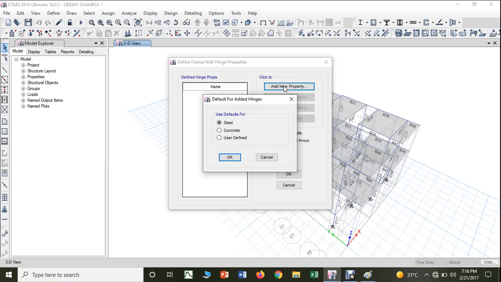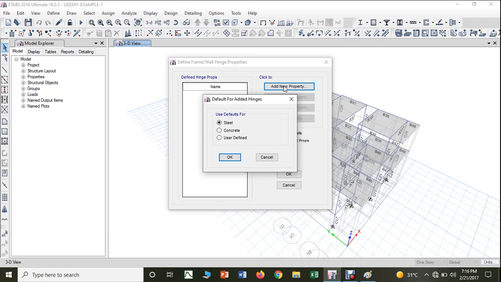So how will the behavior of the structure be when a building or a structure is subjected to lateral loads? In order to clearly understand that concept, you should do an analysis that we call the pushover analysis. When I am doing that pushover analysis, at that time we need these frame or wall hinge properties.